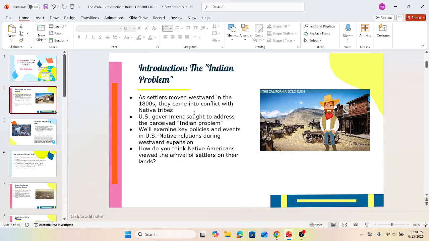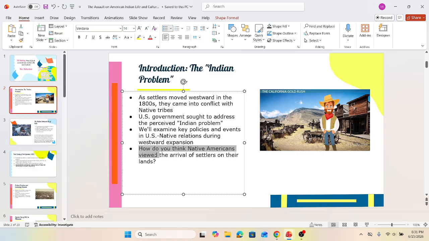As settlers moved westward in the 1800s, they came into conflict with Native tribes who were already living on Western land. The United States government sought to address the perceived quote Indian problem, and you're going to see that the government very much supported the settlers and very much discriminated against the Native Americans. And remember when we talked in previous lessons about manifest destiny, this belief that it was a God-ordained mission and right to push America west, no matter the consequences, that mindset comes into play with a lot of what we're going to talk about today.